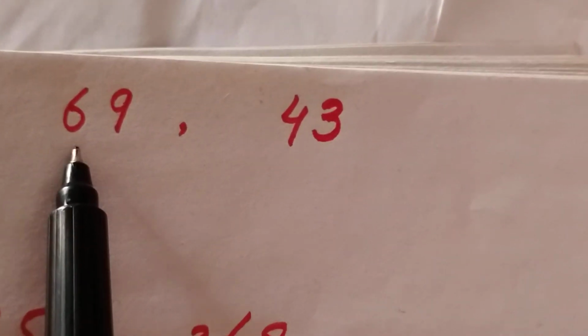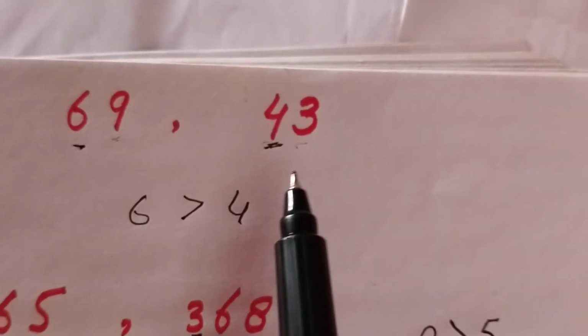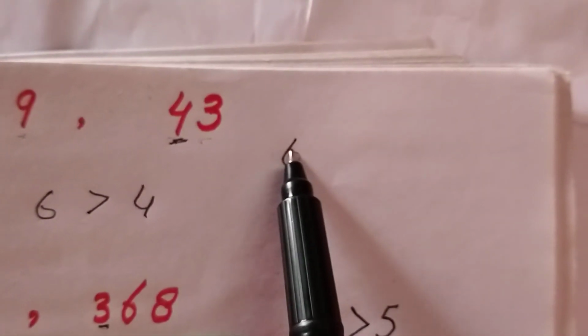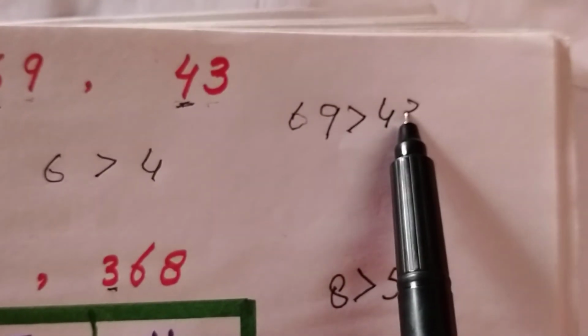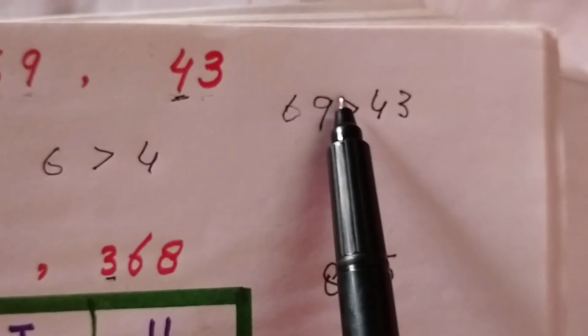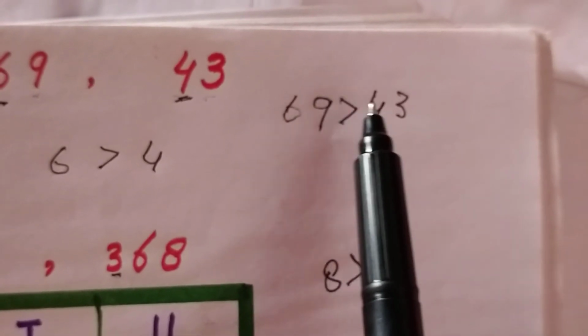In the tens place, we compare 69 and 43. 4 and 6: 6 is greater than 4. In tens, 9 is greater than 3. Now we write 69 is greater than 43. The open side of the arrow points towards the value that is greater. This value is less than.